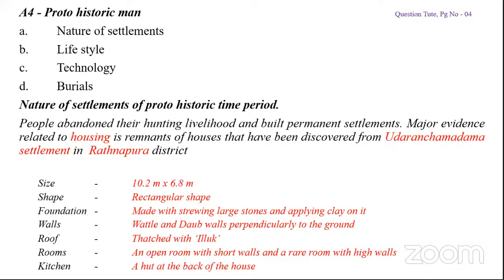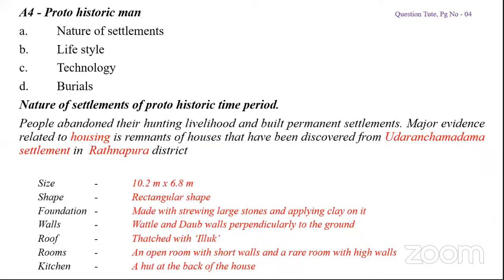So what is the size of the house? The found house is 10.2 meters long, 6.8 meters wide. And what is the shape of this one? Rectangular shape, just a small rectangular house. How was the foundation? The foundation was made by strewing large stones and applying clay on it. What is the purpose? They had made strong foundations. On the strong foundations, they constructed wattle and daub walls perpendicularly. So the walls were wattle and daub walls.